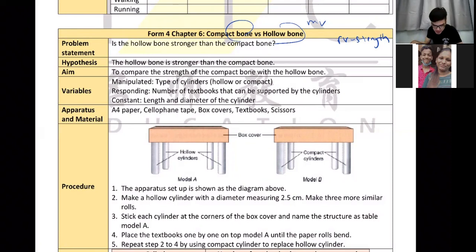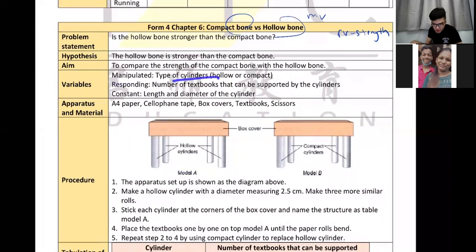All right, so next, variables. The MV is the type of cylinder. You will say, sir, why is it cylinder? Because they do their experiment using cylinder. If you say, sir, can I write the type of bone? Yeah, sure. Compact bone and hollow bone. And then responding, what number of textbooks can be supported by the cylinder? Because you see, they put textbooks on the cylinder to see how many books they can put. The strength of the bone or the strength of the cylinder. And then constant, you need to keep the same length, same diameter. The dimension of the cylinder should be the same. The diameter of the bone should be the same.